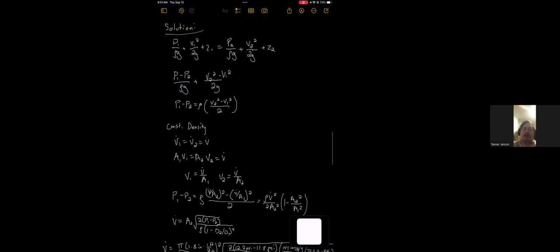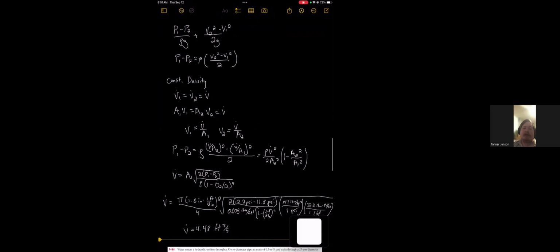So the solution is we take our Bernoulli's equation and we rewrite it to solve for the pressure differential, taking into account the negligible elevation change, which equals density times the second or exit velocity squared minus the entrance velocity squared, over 2.